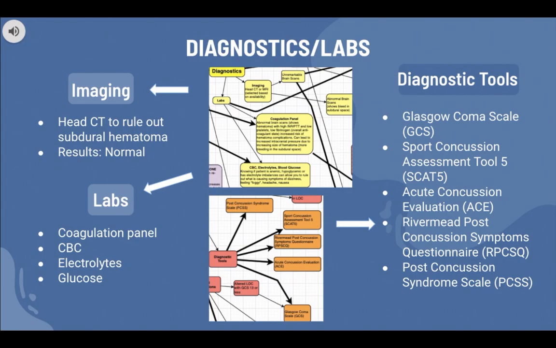The diagnostic tools listed on this slide are used in conjunction with assessment and diagnostic testing to determine if John has a concussion and the severity of his injury. These tools measure eye opening, motor and verbal response, balance, level of consciousness, and symptom severity.